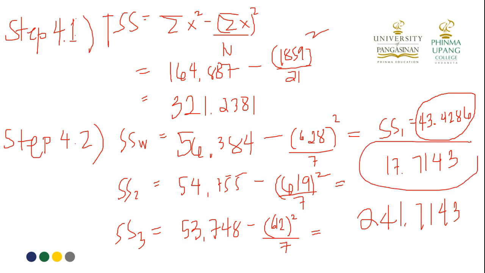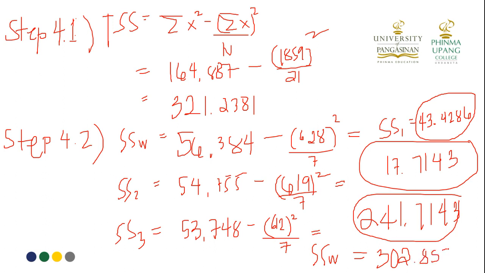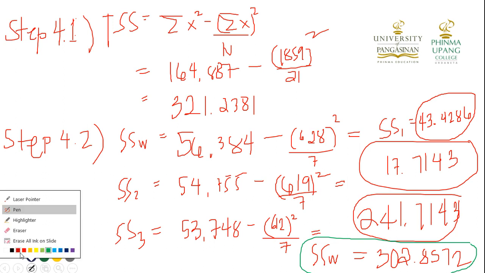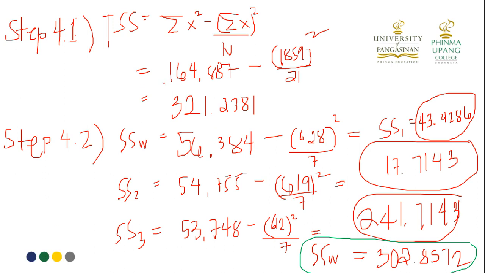Ito na yung tatlo, no? So, add nyo na lang. SSW, total na lang. 302.8572. Pakiulit po yung 4 decimal places po. 8572. So, yan po yung ating SSW. Next po, step 4.3.